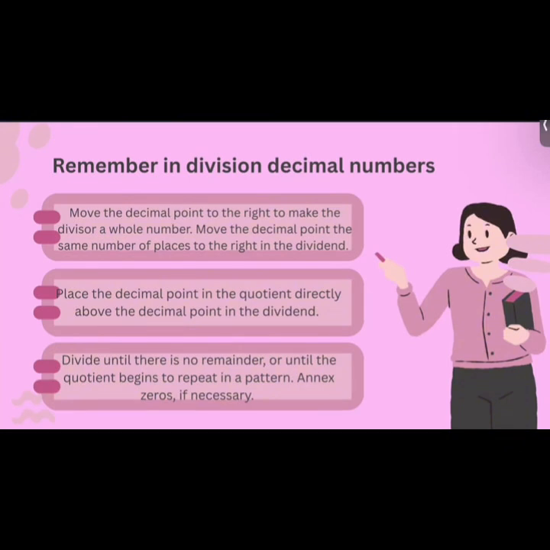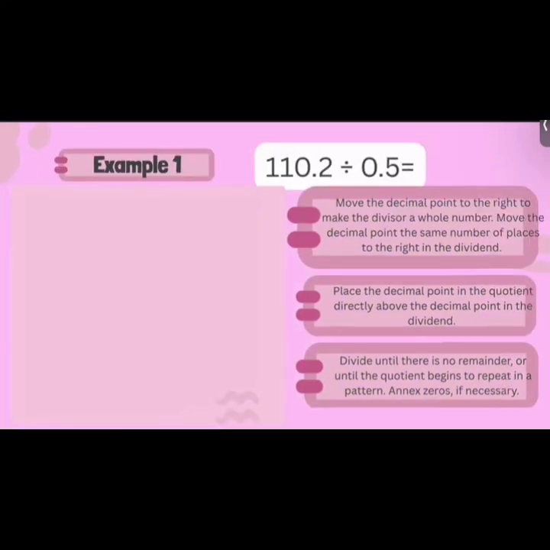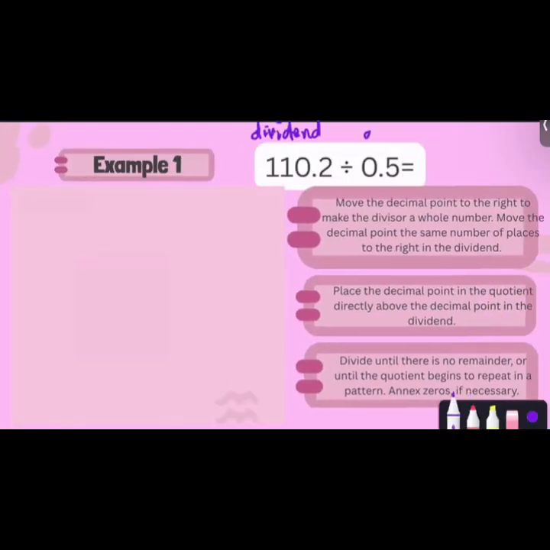Now, let's proceed to our example of division of decimal numbers. We have here the given 110 and 2 tenths divided by 5 tenths. So first, we are going to move the decimal point to the right to make the divisor a whole number. But first, let's identify the dividend and the divisor. Our dividend is always the first given. And our second given number is called the divisor. So this is the divisor.